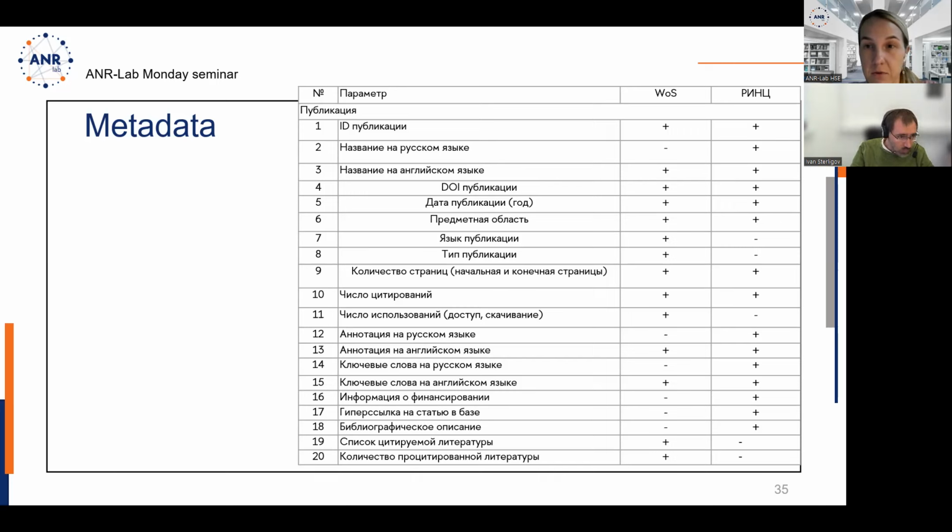So basically you can see that the information provided in Web of Science and eLibrary is very similar. We just don't have, for instance, the number of users, so how many times the publication was downloaded or accessed. And also, as I said, we do not have the list and number of citing literature, and we do have it in the full descriptions of Web of Science. And of course, we do not have anything connected to the Russian language in Web of Science, like a title in Russian, abstracts, or keywords.